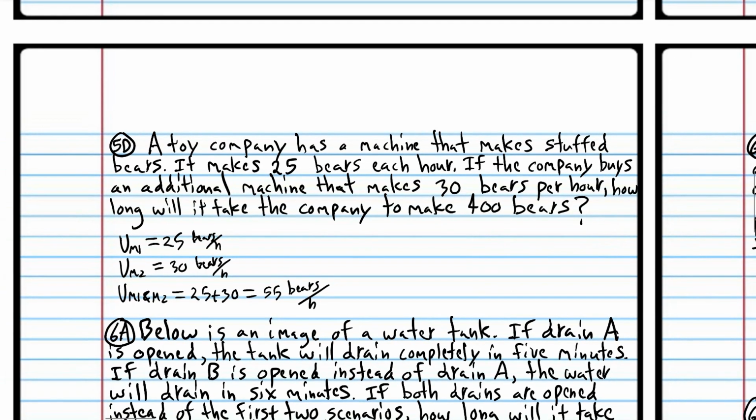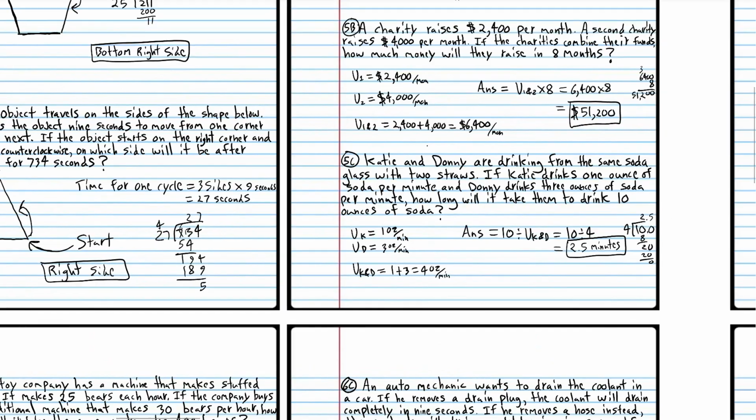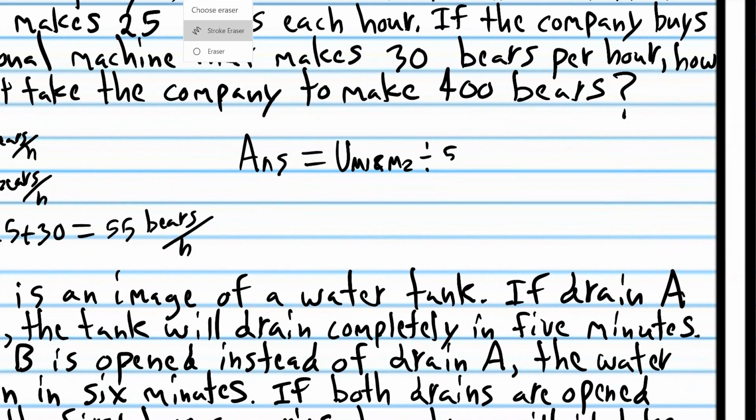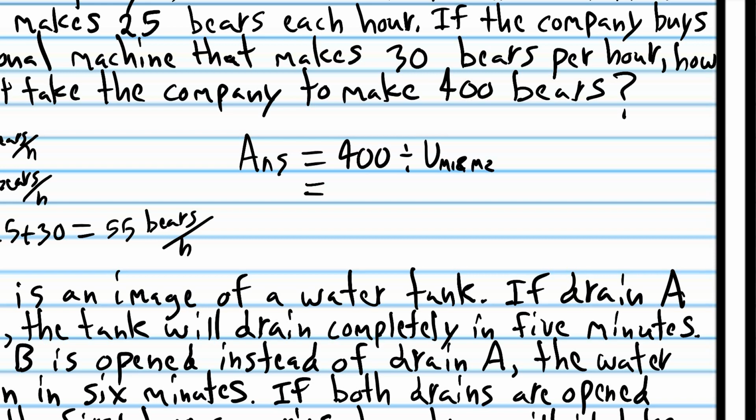So again, it's just a division problem. How many times does 55 go into 400? So the answer is equal to 400 divided by the unit rate for machine 1 and machine 2 working together. That's the wrong order there. So that's 400 divided by the unit rate for machine 1 and machine 2 working together, which is 55.